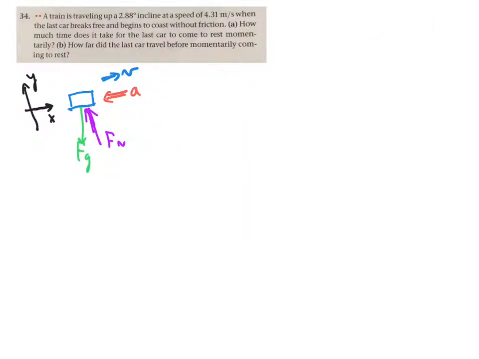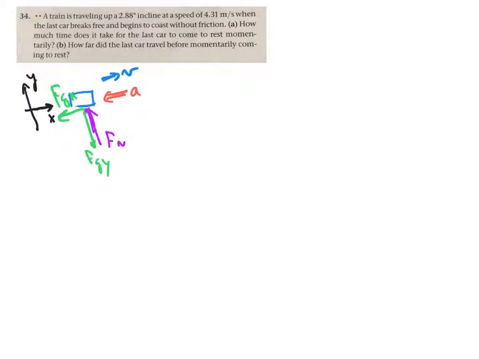So why was that useful? Because now we can replace this thing with the following: FGX pointing down the incline and FGY pointing into the incline. And you might say, well, why is that a good thing? Well, because we're going to go back and start looking at things like Newton's second law.